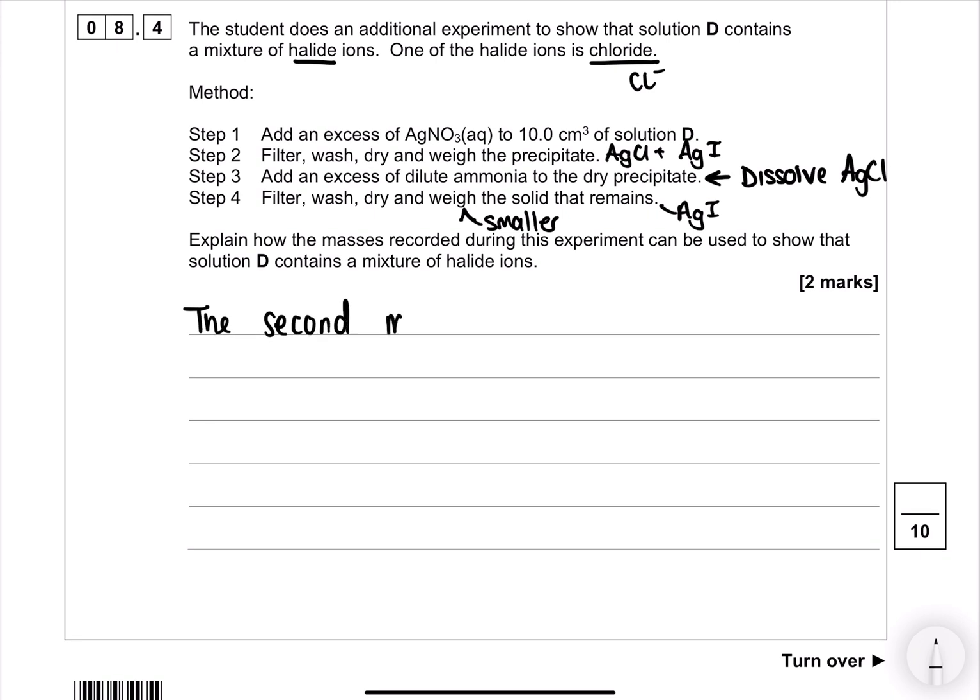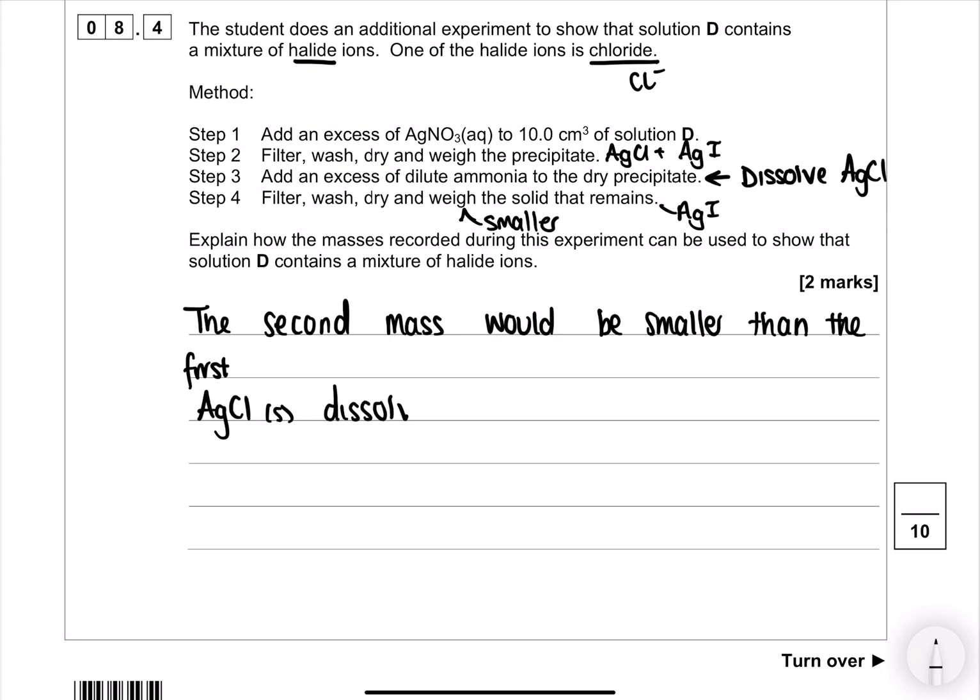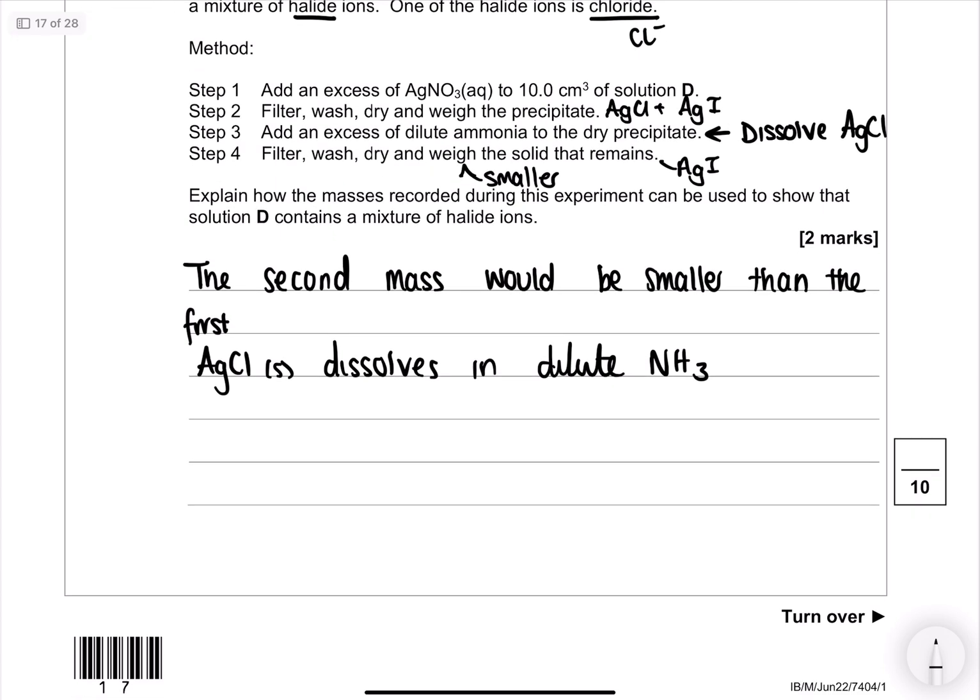So the second mass would be smaller than the first. AgCl solid dissolves in dilute ammonia. In step 3.